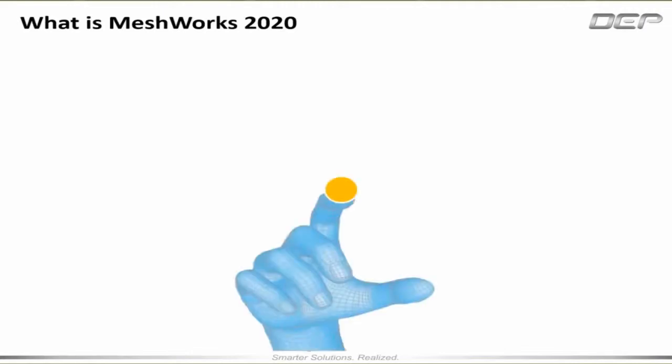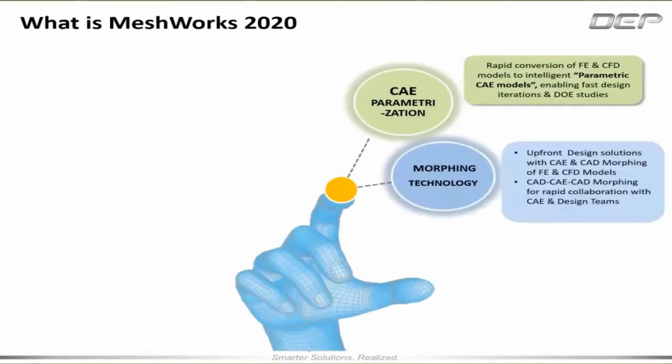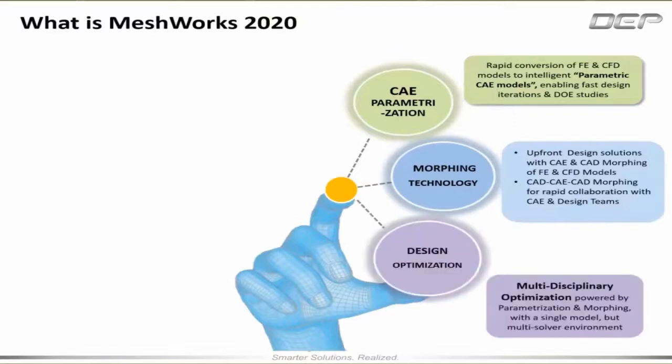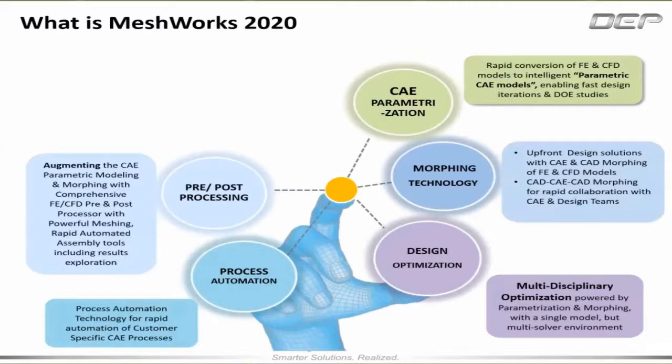The first and foremost important thing, MeshWorks 2020 is not a new platform. It is a well-established platform, with close to 2 decades of experience. We have a lot of leadership in the area of morphing data, especially CAE data, CFD data, CAD data. We have a lot of leadership in the area of morphing technology. And as part of that, as a next step to morphing, parameterization of models. So we are one of the leaders in CAE model parameterization.